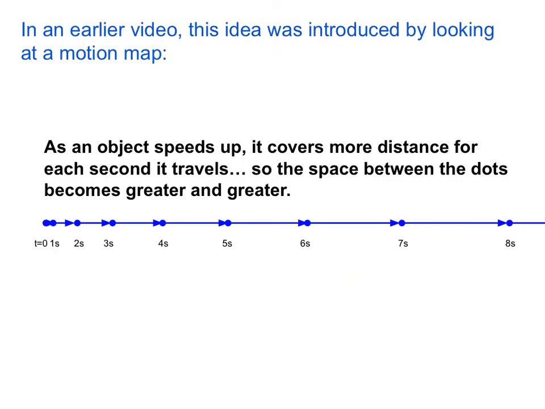Earlier, we looked at a motion map for an object that was accelerating, speeding up. And we definitely saw that there's not a consistent distance between each dot. We saw that as the speed increased, the space between the dots becomes greater and greater. And this is the idea that we want to get at. We're going to develop a formula that'll allow us to figure out how far an object has moved after it's been accelerating for a certain amount of time.